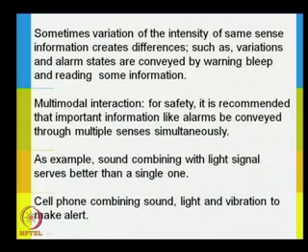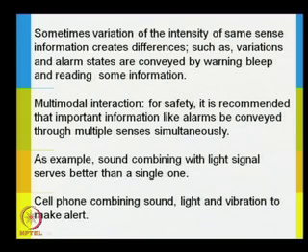Sometimes variation of the intensity of the same sense information creates differences, such as variations in alarm states conveyed by a warning beep and reading some information.